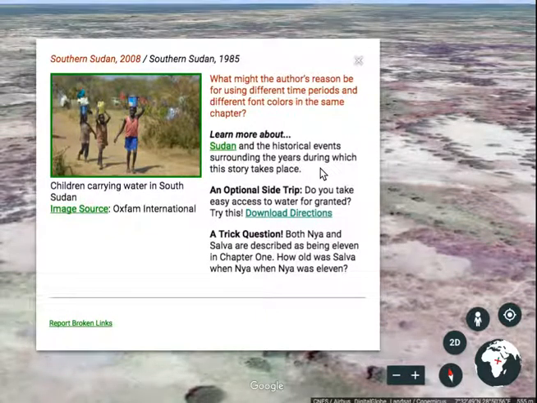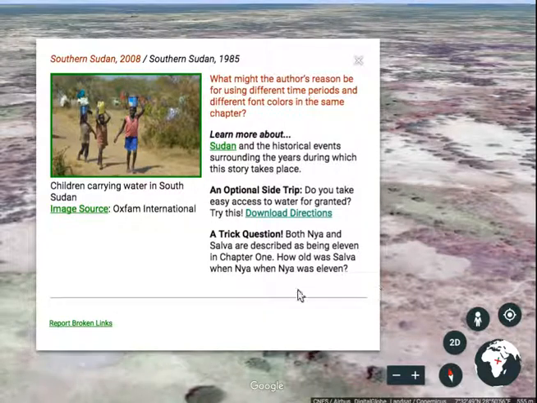Now, if you choose to, you could search and learn more about Sudan's historical events, but you've already done a lot of this work, so I think you're probably okay there. We do have an optional side trip where we can really consider how we take easy access to water for granted, because if we really look at it, we have running water, we have taps, we don't have to go walk and get the water. If you are interested, please come see me for directions, and you can add this information into your bonus page.